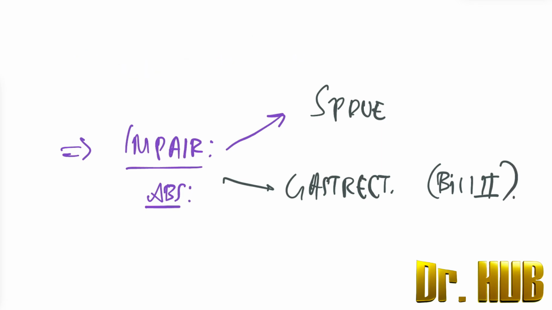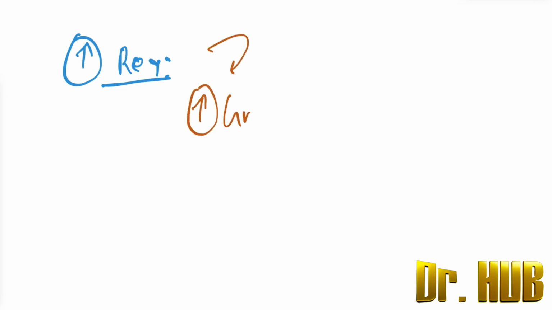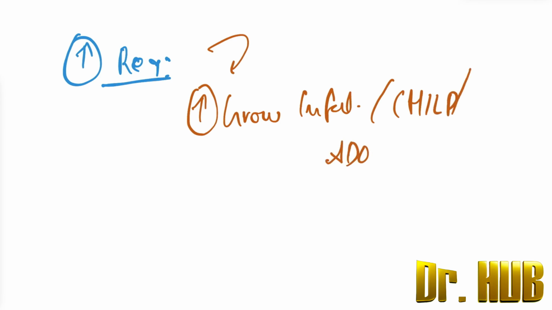Next, we move on to the increased requirements. In what condition does the increased requirement happen? In terms of increased requirements, there are growing infants, or it can be children, then adolescents. So it may be due to the increased requirements in infants, children, and adolescents.